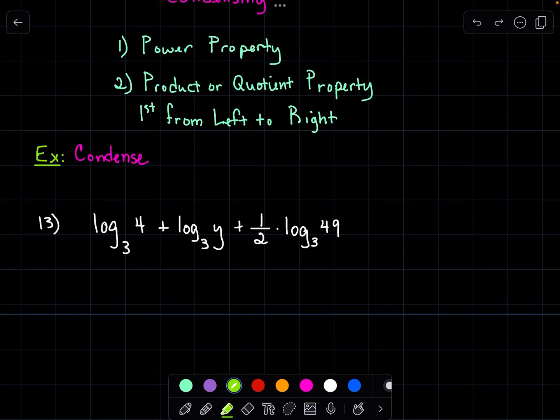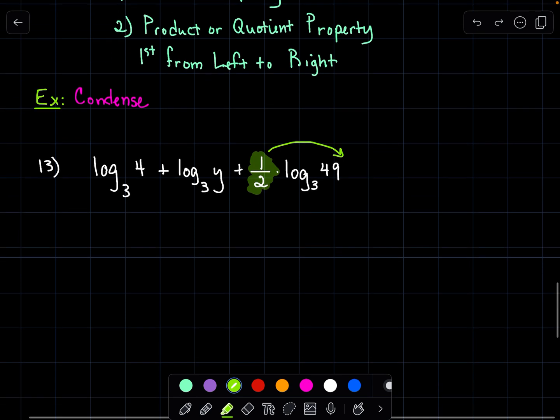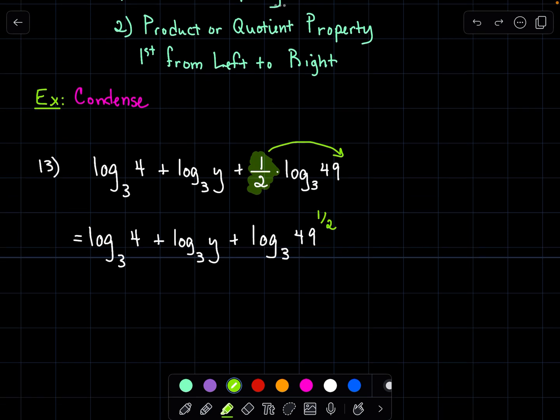Here's our first example. We have log base 3 of 4 plus log base 3 of y plus 1/2 times log base 3 of 49. Now we see that we don't have any parentheses, so the next thing is, as I said, look for exponents or the property that used exponents. Well, 1/2 used to be an exponent, so let's put that back as the exponent of the 49. So now we have log base 3 of 4 plus log base 3 of y plus log base 3 of 49 to the 1/2 power. So now we got everything put together in lots of additions.